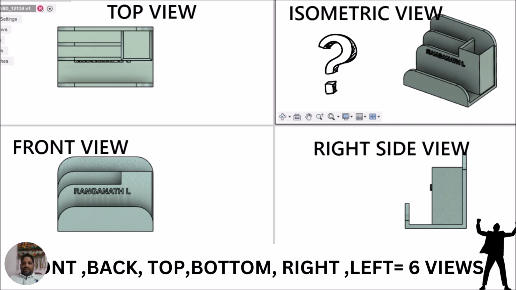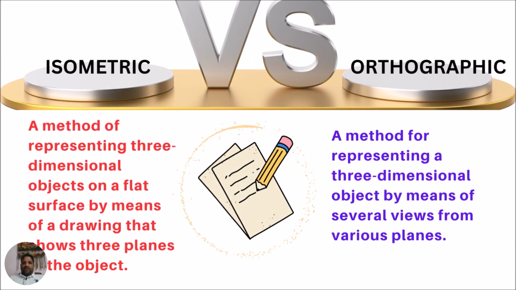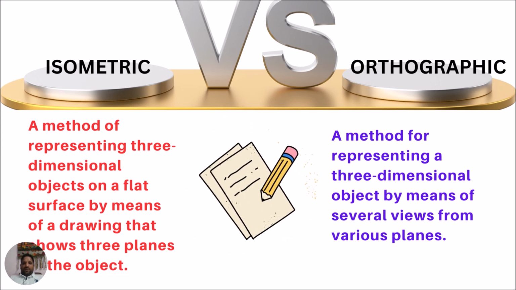Right, you got this. Now in the screen I have one more view named as isometric view. So what is this isometric view? Any guess or anything? And there is another view which normally we call orthographic view. These two terminologies are very important when you are practicing any software. So what are those? One is isometric and the other is orthographic.